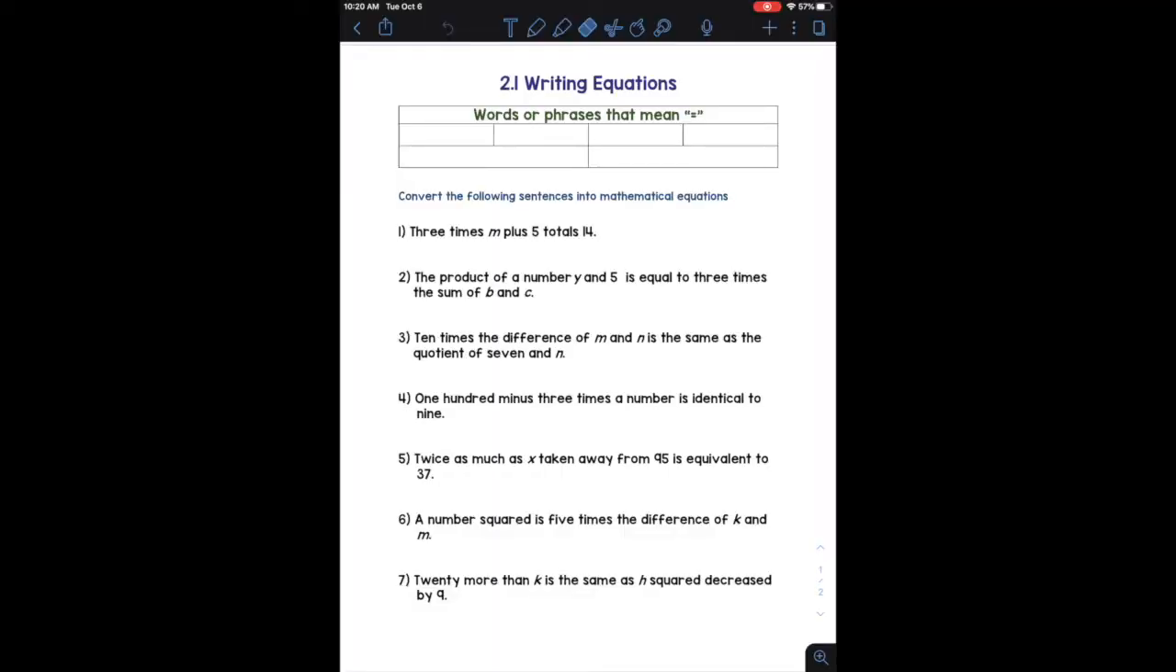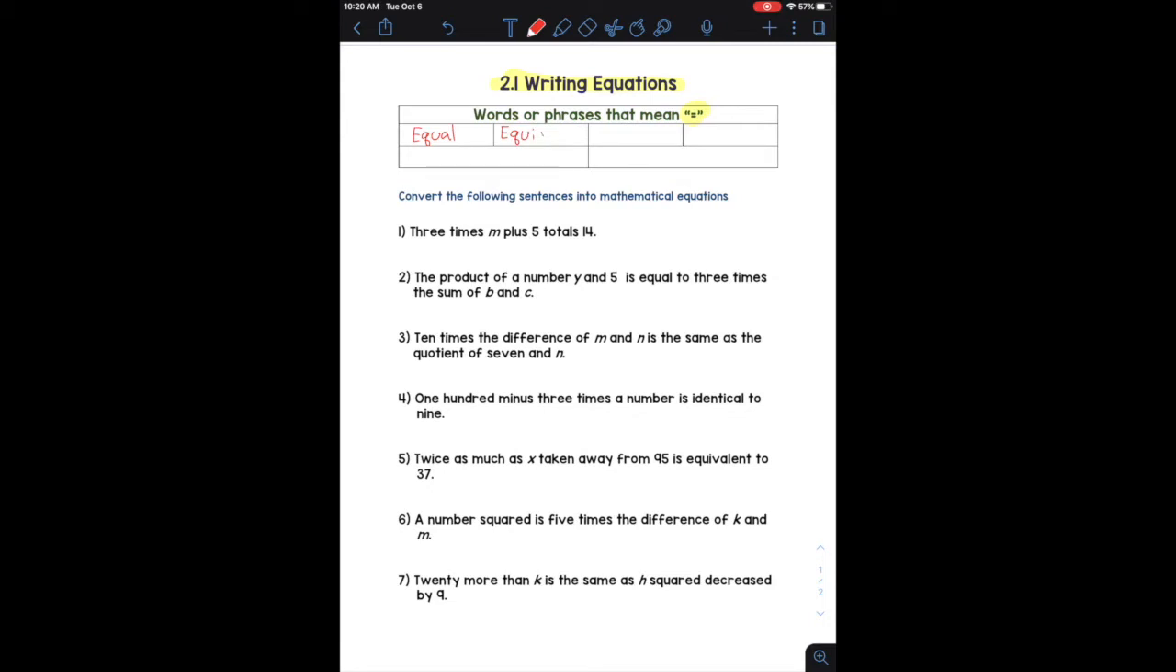Guys, today's lesson is on writing equations. We did a similar lesson last chapter when we were writing algebraic expressions, except now since we're writing equations, we are going to have equal signs. When they're giving us a sentence, there are a couple words that are going to mean equal sign in each sentence. The first word, of course, would be equal.